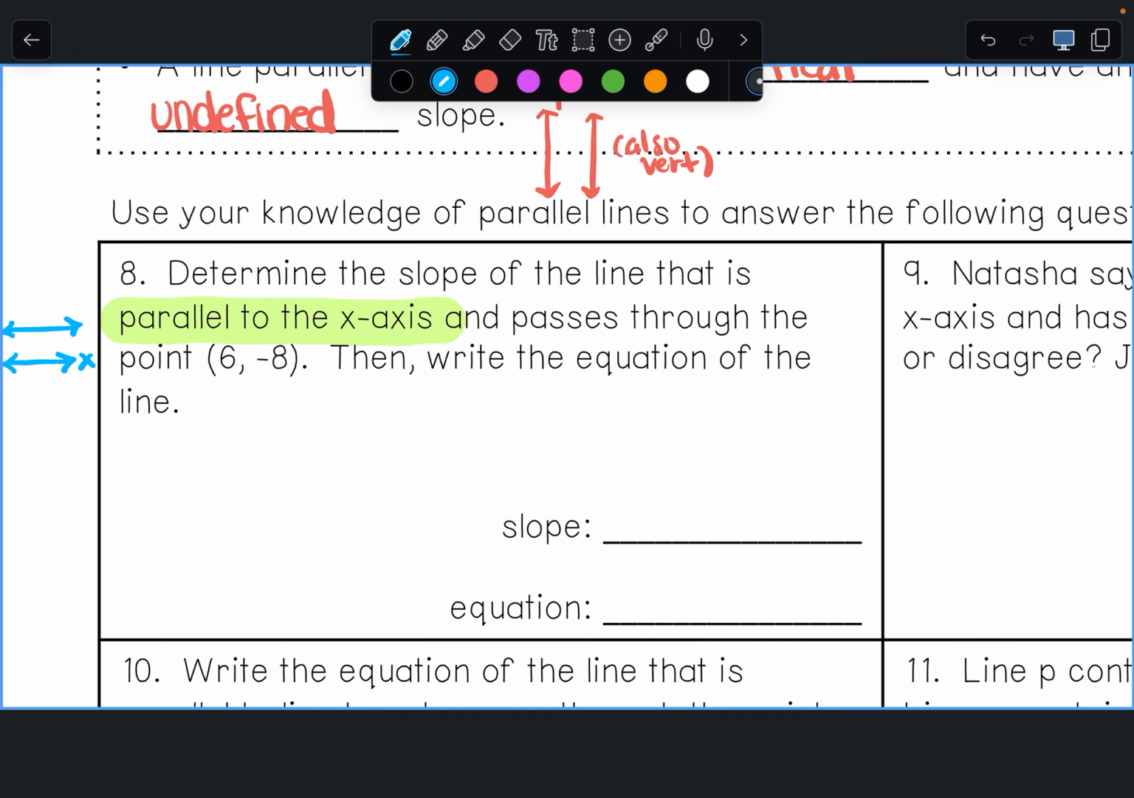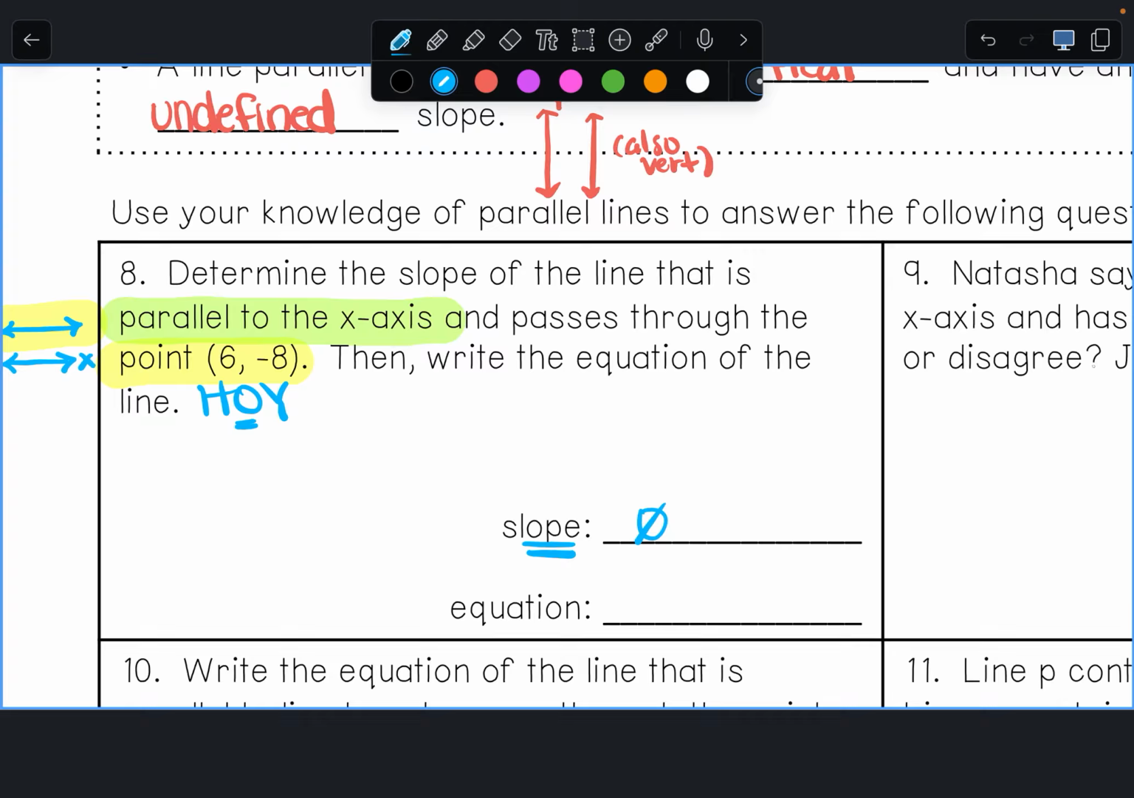And it says it goes through the point (6, -8). Well, first thing you need to know, if it's parallel to the x-axis, it's what type of line? Horizontal. And we use HOY, and what letter in HOY tells us what the slope is? 0, the number 0. So our slope here is 0.